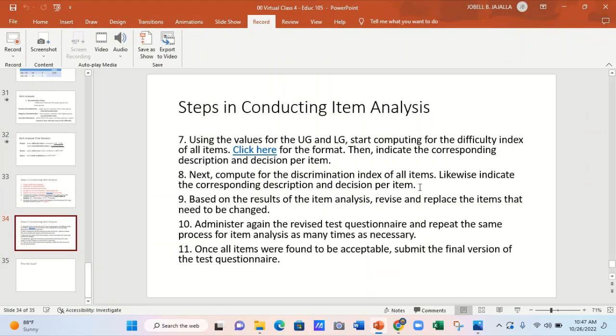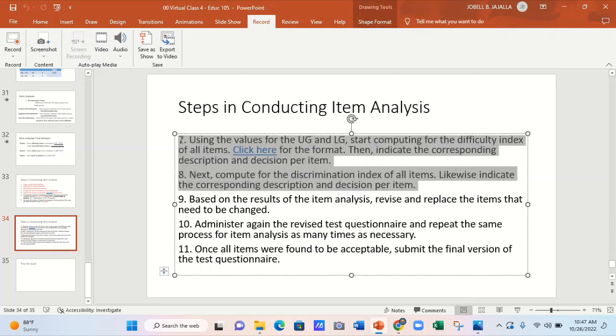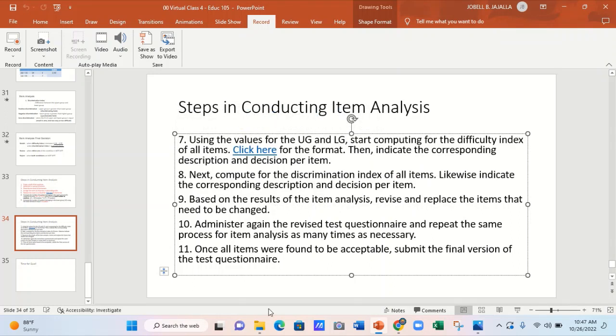Now after the steps number 7 and number 8 where you computed for the difficulty index and the discrimination index, proceed na tayo with step number 9 no, which is about the revision and replacement of all the items that needs to be changed based on the results of the item analysis. So, kung ingon na si item analysis i-revise ni na item, you have to revise that one. If moingon item analysis na reject that particular item, you have to reject that one and replace that with a new one.